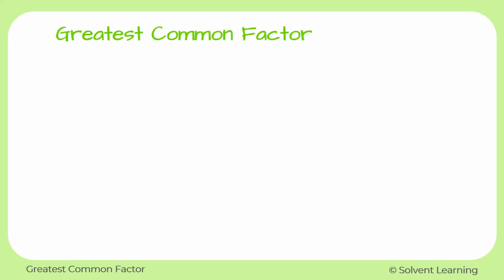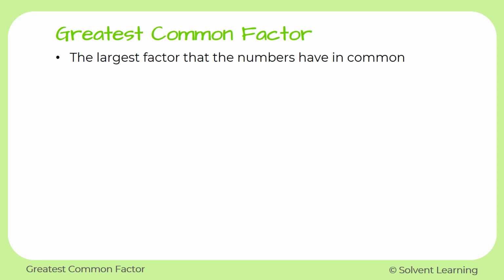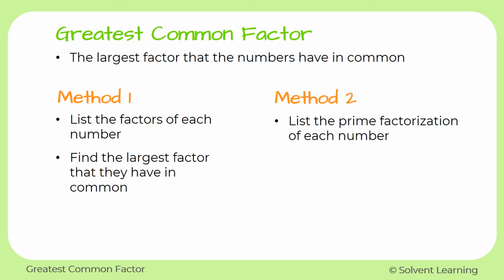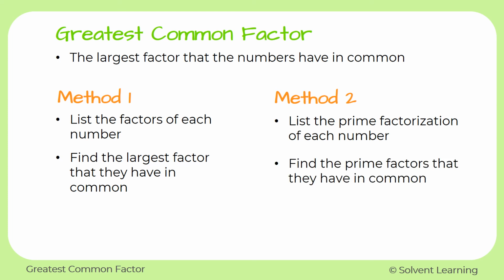So to review, greatest common factor is the largest factor that the numbers have in common. And we have two methods that we can use. The first method involves listing all the factors of each number, and then finding the largest factor that they have in common. The second method involves listing the prime factorization of each number. So we set up the factor tree and then list the prime factorization, and then we want to find the prime factors that they have in common. And then lastly, multiply those prime factors together, and that gives you the greatest common factor of those numbers.